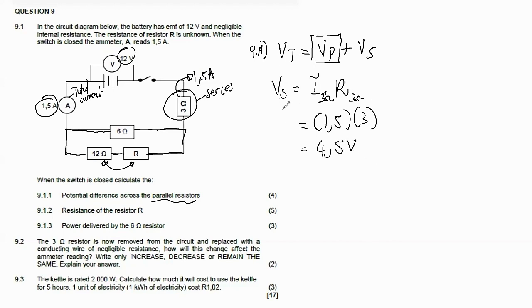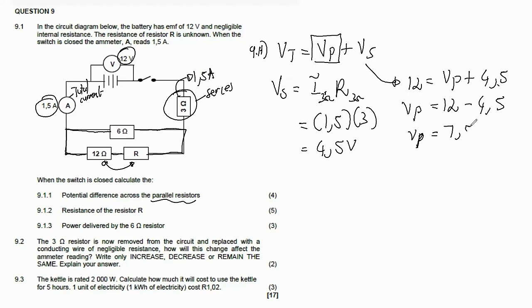Note that this is the voltage in the series part of the circuit. But now we want the voltage of the parallel. Using this formula, V total is 12, we do not have V parallel, but we do have V series, which is 4.5. So to get V parallel, we say 12 minus 4.5, right? When we subtract that, we end up with V parallel equals 7.5 volts, right? And that becomes the voltage in the parallel circuit, or in the parallel branch.